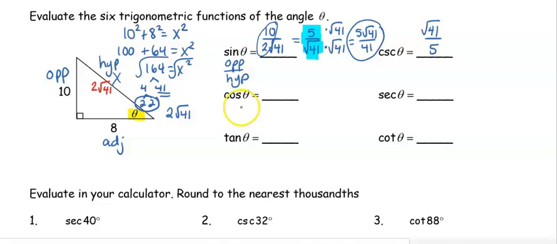All right, so moving on to cosine, that is your adjacent over your hypotenuse. Again, those outside numbers reduce down to 4 on top, root 41 on the bottom.